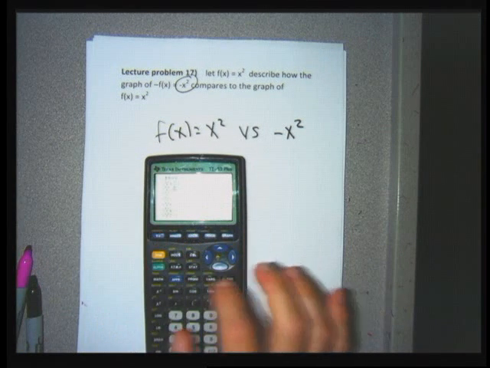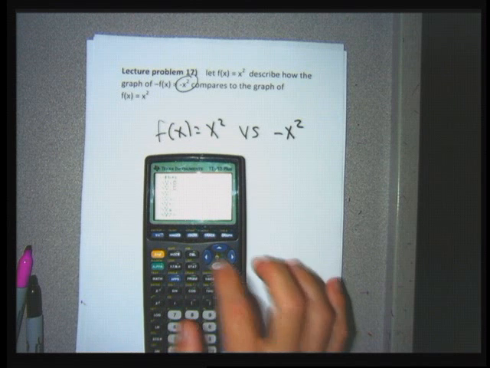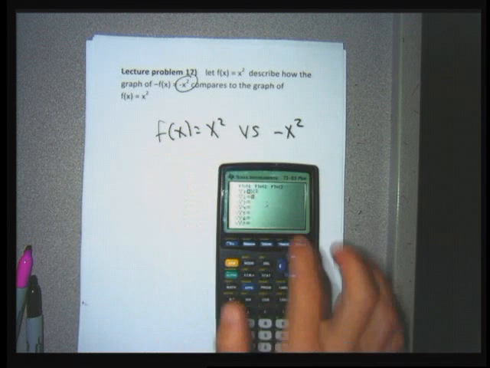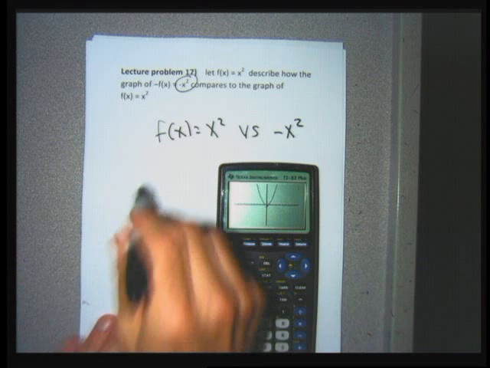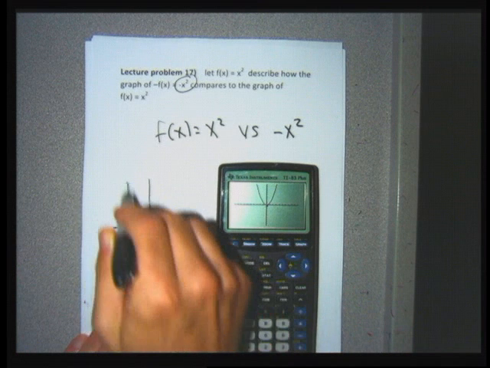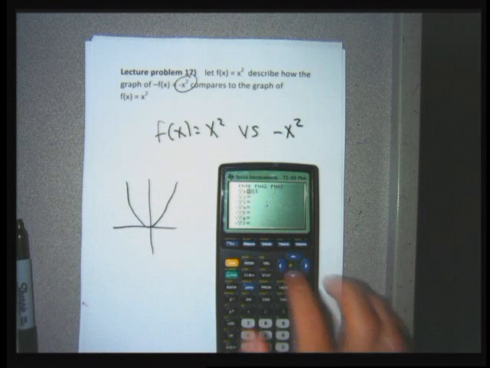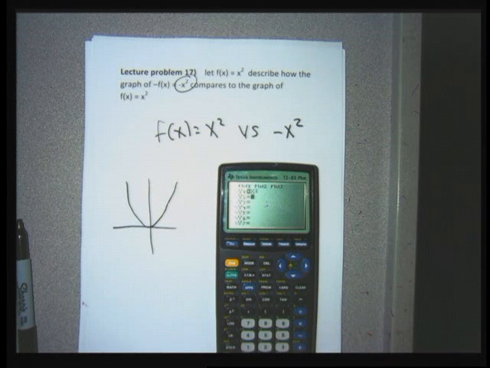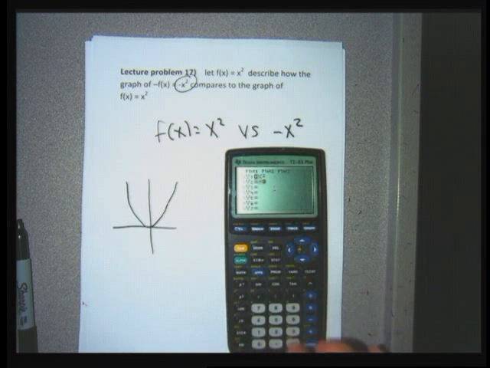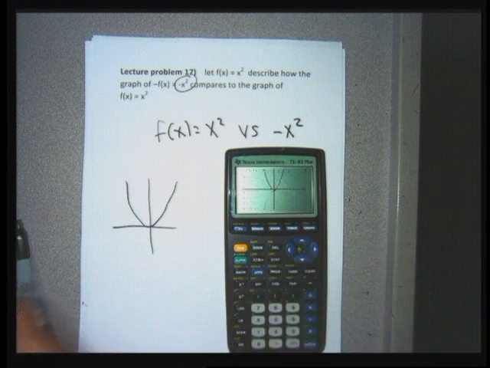So I'll graph x squared, which I know is just a generic parabola with its vertex at the origin. And next I'm going to do negative x squared. The negative is going to be the negative in the bottom row of the calculator, and then x squared with no parentheses. And that graph is going to be this.